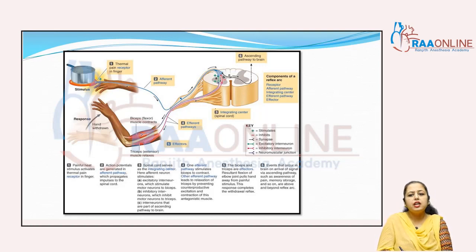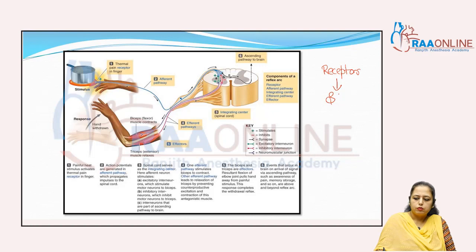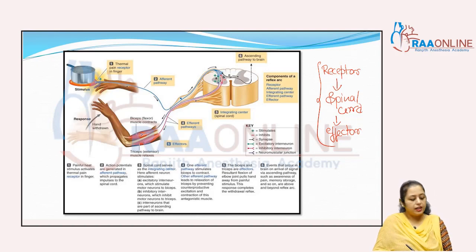So in that way, that is called the reflex arc, right? The reflex arc is made up of, in simple language, the receptor, then the receptor to the spinal cord, and the spinal cord to the effector, right? So this is the reflex arc or the reflex action.